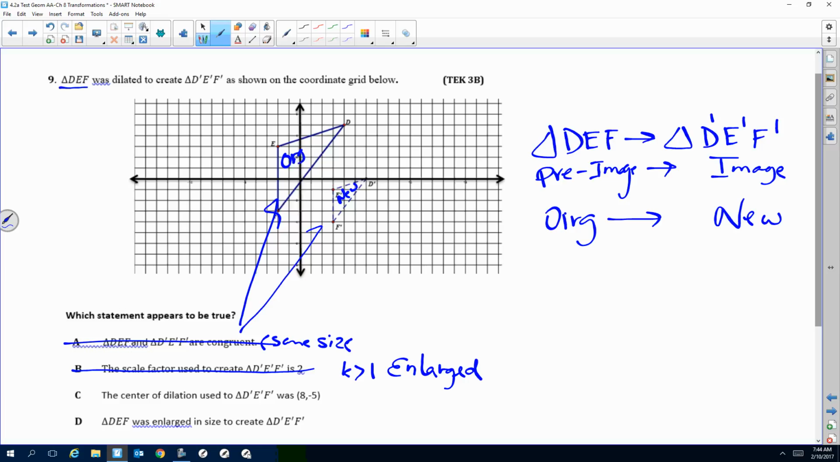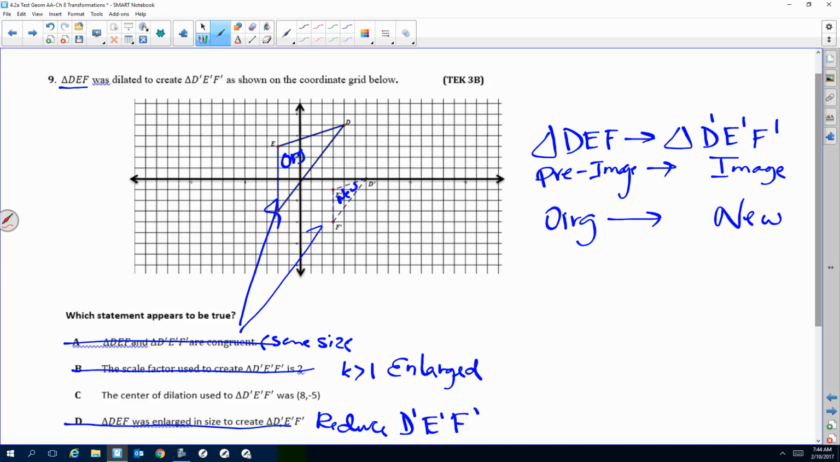Let's say you're not too sure what that means. Okay, I don't know what that means. Go to the next one. We just talked about DEF was enlarged in size to create D prime, E prime, F prime. Did this get bigger? No, it did not. It's a reduction. This is reduced to create D prime, E prime, and F prime. So check, this has to be the answer, but let's say you're not sure.